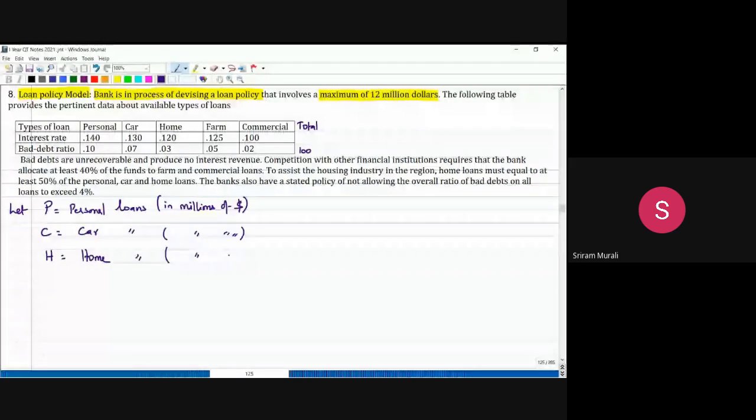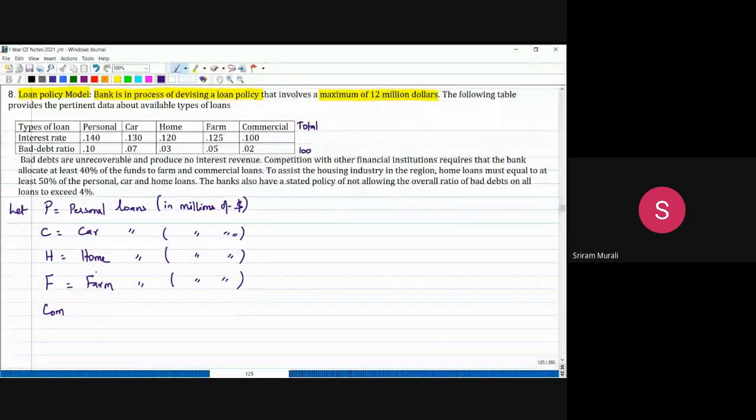Then the farm loan, F. It is also given in dollars because the total available is $12 million. And then the commercial loan, so commercial I take as COM or CM. This is the commercial loan. It is also in $1 million.